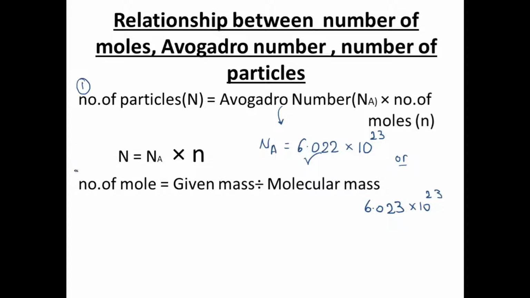Now, the second very important formula, how to calculate number of moles. Number of moles is equal to the given mass of a particular compound or a particular atom divided by its molecular mass. If it is a compound, then we have to divide by the molecular mass, and if it is an atom, we have to divide it by its atomic mass. Let's keep these two formulas in our brain and proceed to our questions.